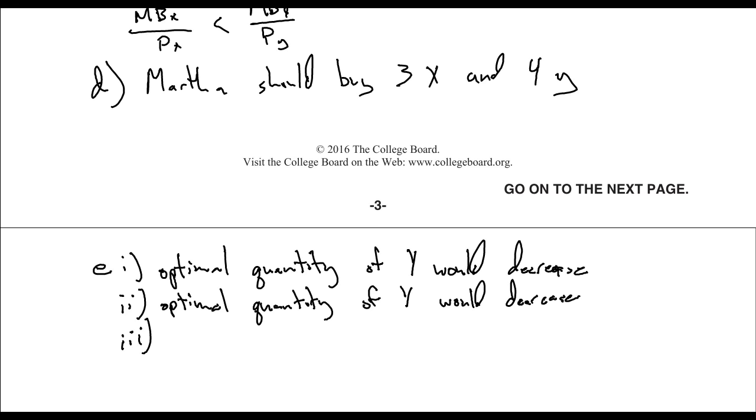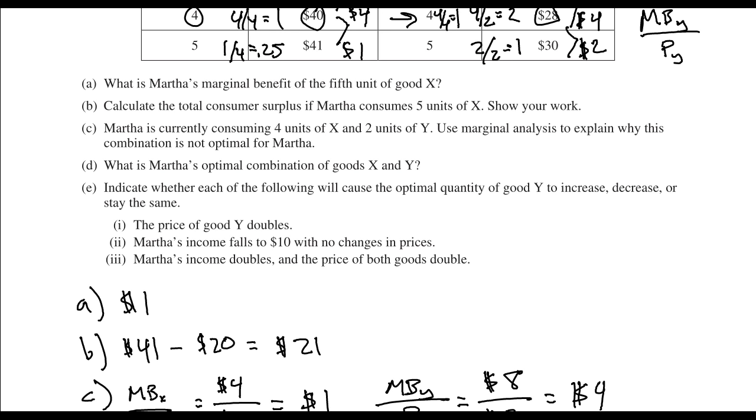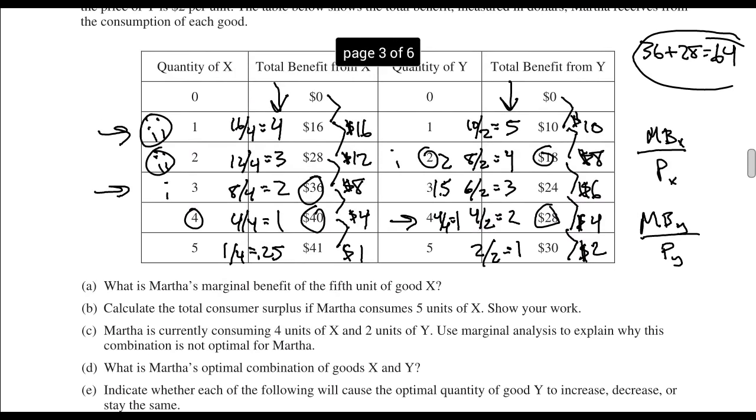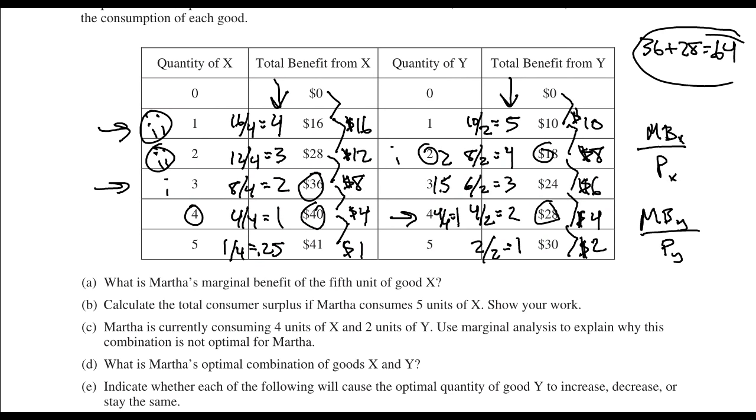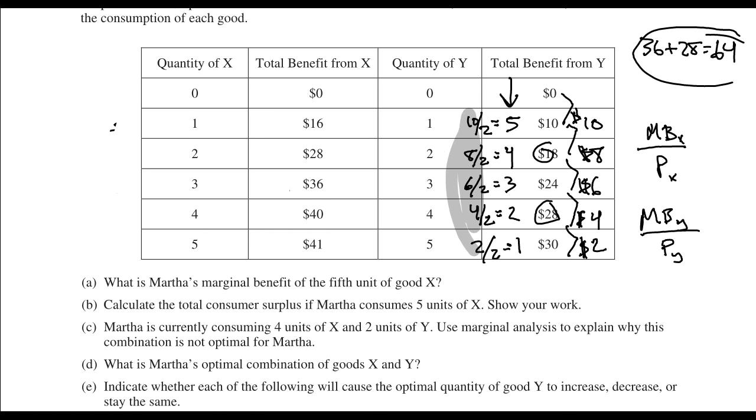Alright, and part 3, our last one. If Martha's income doubles and the price of both goods also double. Oh boy. I'm going to have to do a little erasing here so we can actually think this through. Her income doubled, so she's got a lot more money she could spend. So she could theoretically be buying now a ton of X and Y.